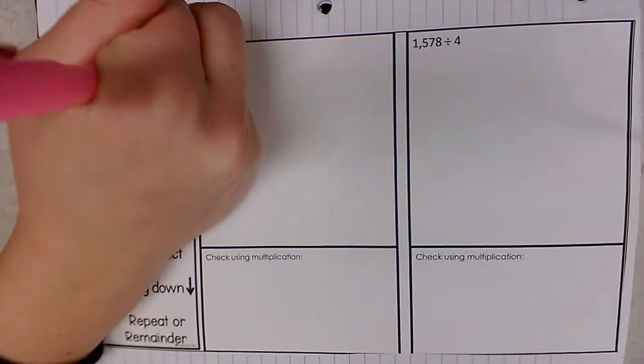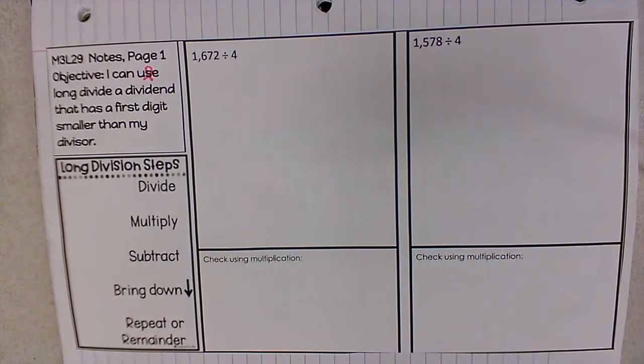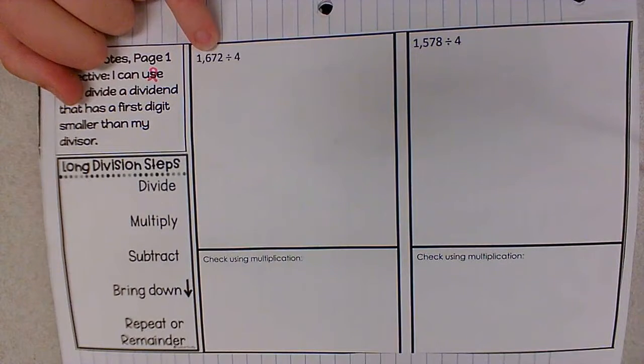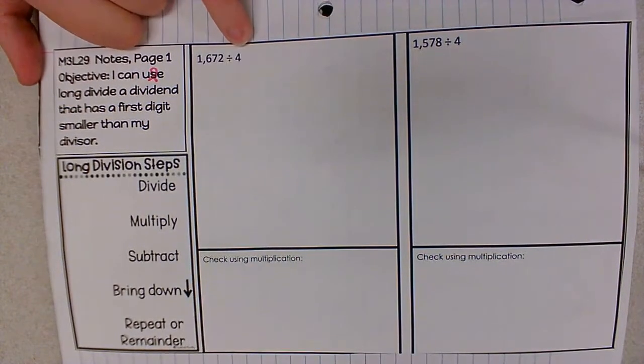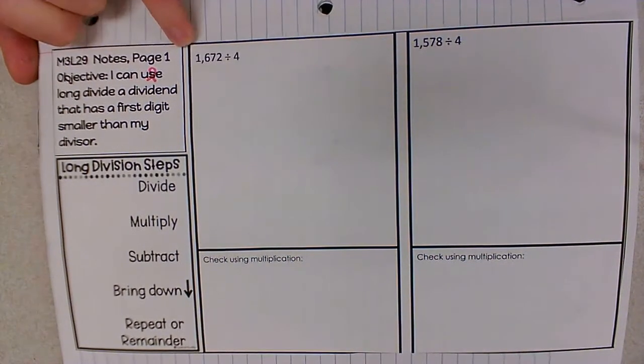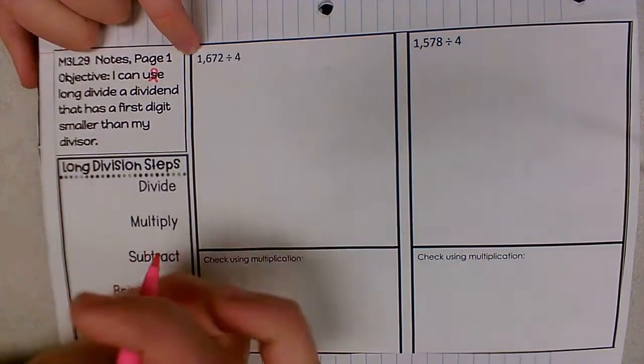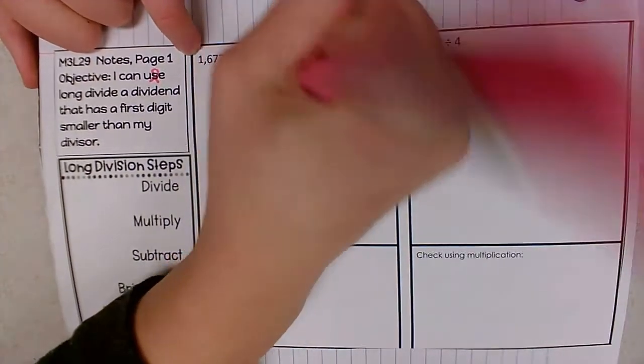I can, take out the word use, I can long divide a dividend that has a first digit smaller than my divisor. Look at these numbers. They're moving up into the 4 digits. And what makes 4-digit division very tricky is that our divisor is oftentimes larger than the first digit in our dividend. You might be saying, what's the big deal there? Well, let's look at one together and see what you notice.